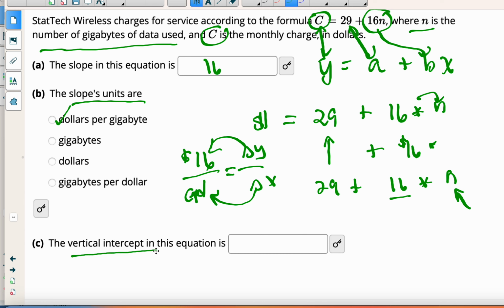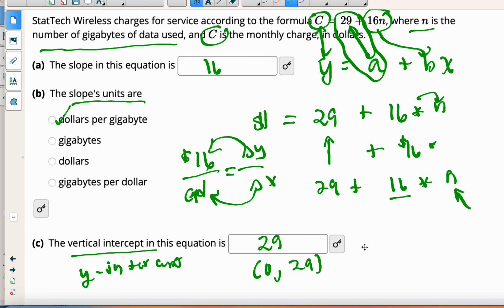What is the vertical intercept? That's the same thing as saying the y-intercept. I'm just going to look here. My y-intercept is this term here, 29. What does that mean? It means when I use 0 gigabits, I still have to pay $29. C equals 29 plus 16 times 0. When I use 0 gigabits, I still pay $29. That's what that also represents.